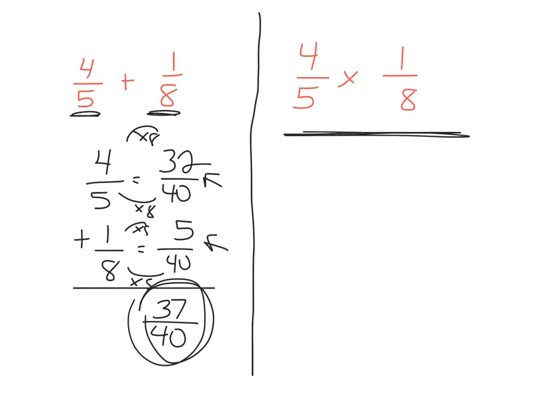So first we multiply the numerators. 4 times 1 is 4. Then we multiply the denominators. 5 times 8 is 40. So I got 4/40. It's not in simplest form. You can divide the numerator and denominator by 4. So 4 divided by 4 is 1. 40 divided by 4 is 10. And we got 1/10.